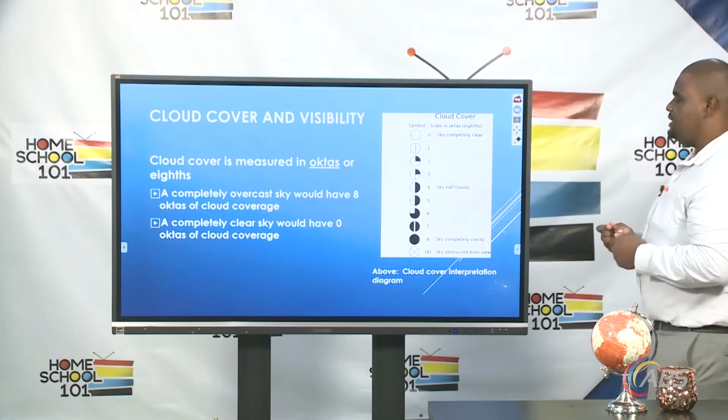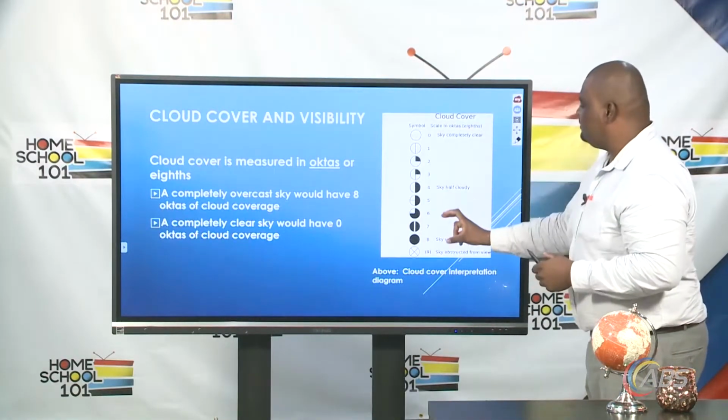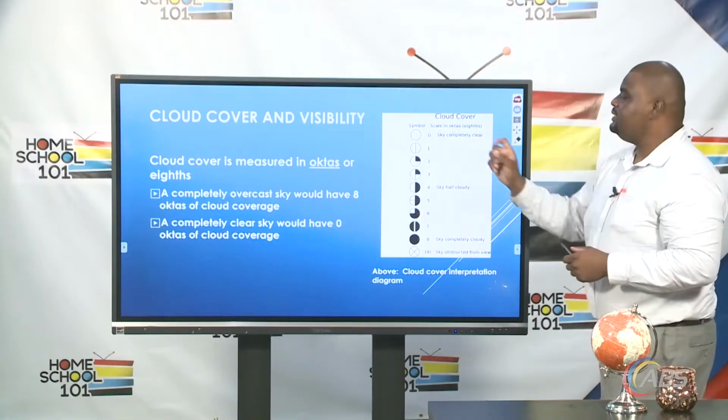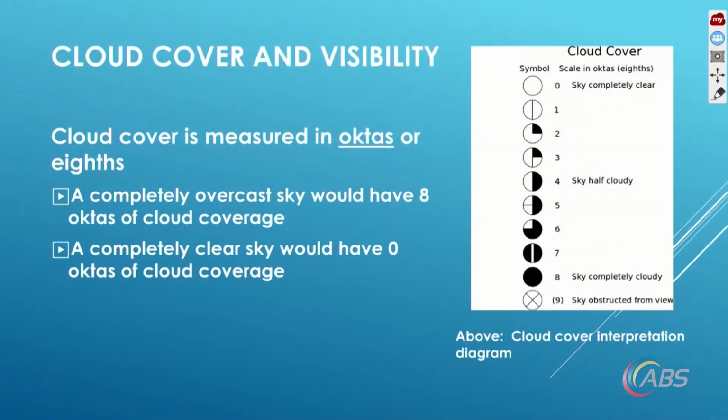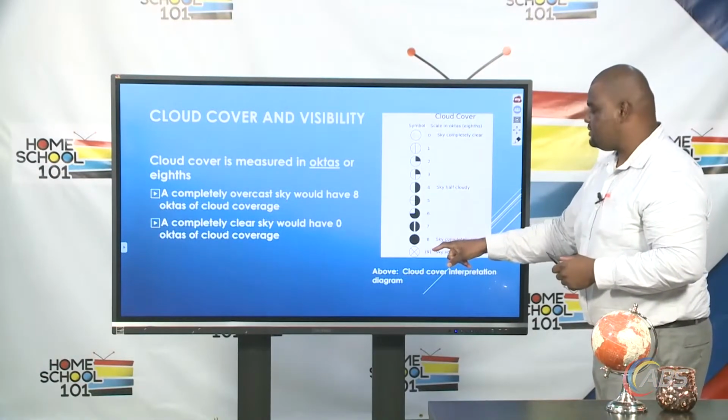Cloud cover and visibility, that's another one. Now, this Greek word, octas, has to do with eighths. So in this case, completely clear sky is 0, 1, 2, and so on. Notice the 2s, the multiples of 2s, a quarter, a half, 3/4, whole, and so on. So pay attention to this one here that indicates that there's something blocking your view of the sky so you couldn't get a reading.